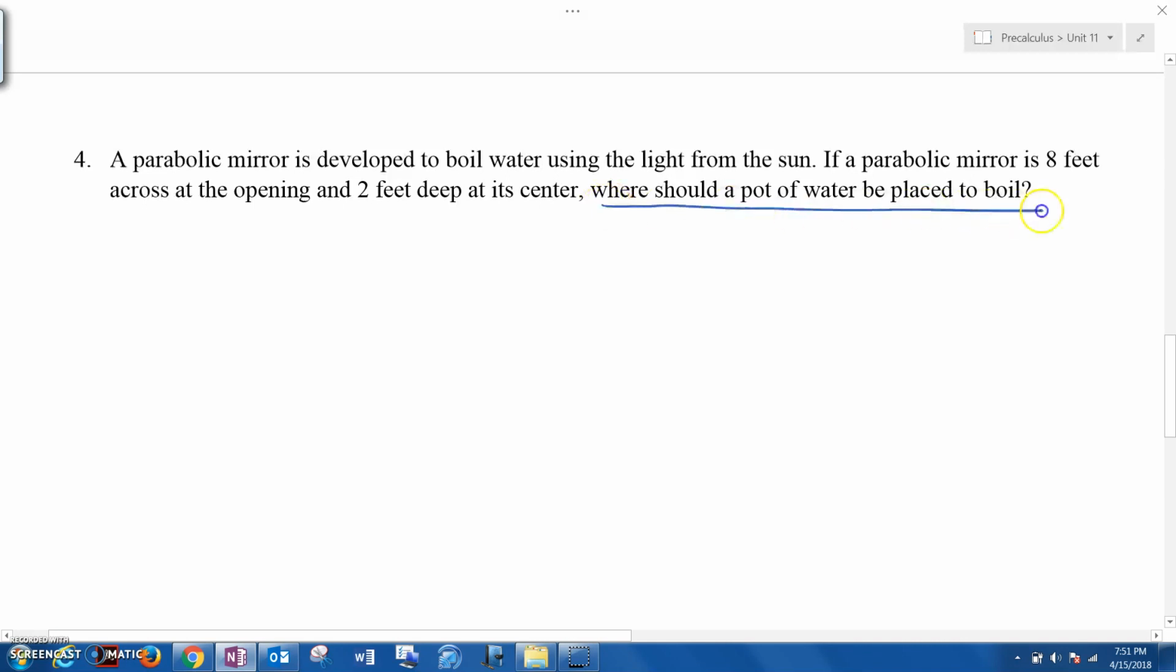Just so you guys know, whenever you're doing problems with parabolic mirrors or headlights or things like that, all of the rays of the sun will bounce and hit the focus. So they're asking you, where is the focus, when you're dealing with problems like this. Where is the focus located? That's what we need to figure out.